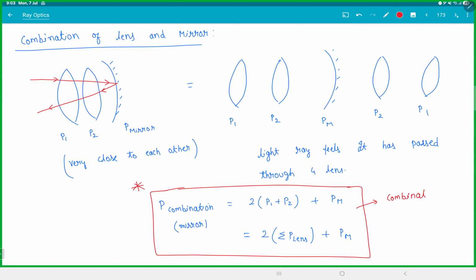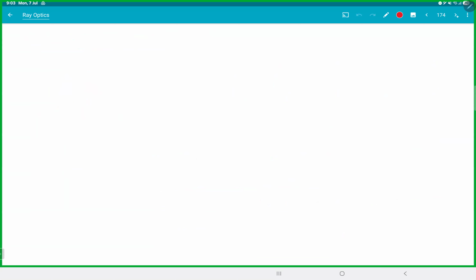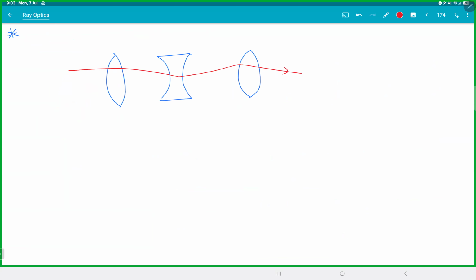So how do you know whether a system is behaving like a lens or a mirror? There's one very important difference between a lens and a mirror when the light rays go. Is this page clear, everyone? Let's say you have a lens, multiple lenses, doesn't matter. You will notice this thing. When a light ray goes through these lenses, did you notice something? It just keeps going straight, meaning it never turns back.